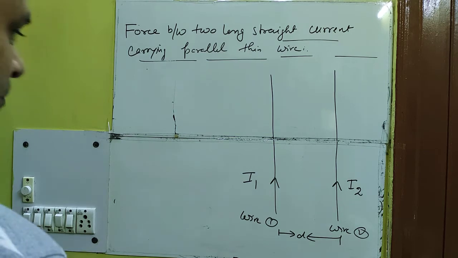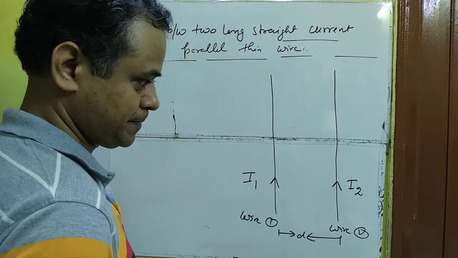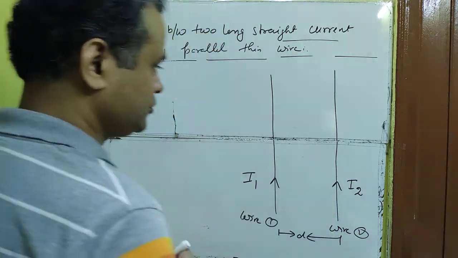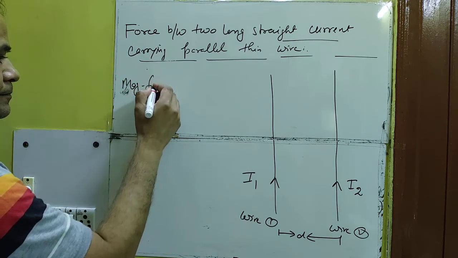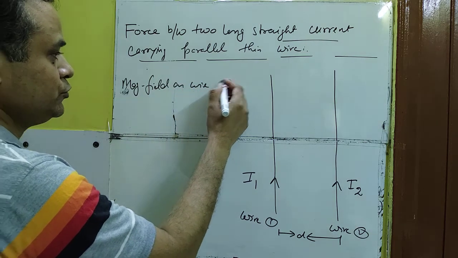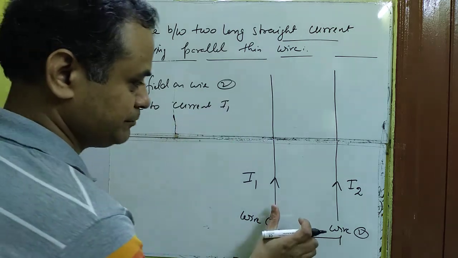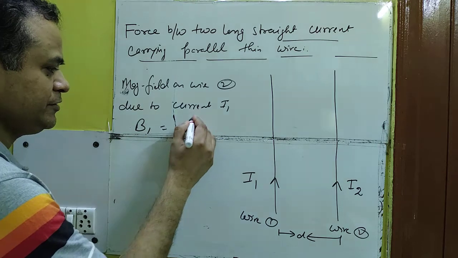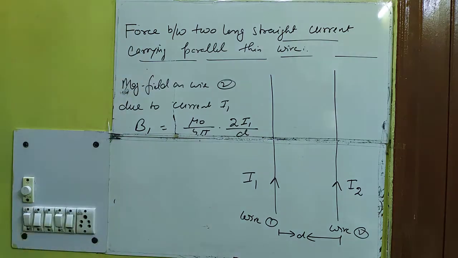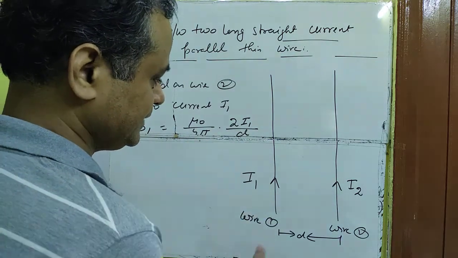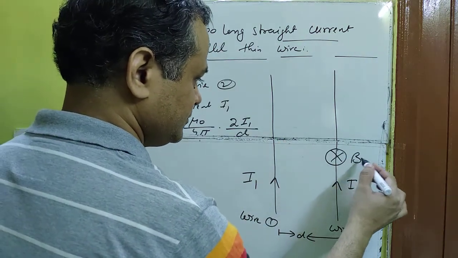So children, consider the magnetic field produced by wire 1 on wire 2. Magnetic field on wire 2 due to current I1 is B1, which is equal to mu naught upon 4 pi into 2 I1 by d. And what is the direction? This is the current, so the magnetic field will be inward. So this is the direction of B1.